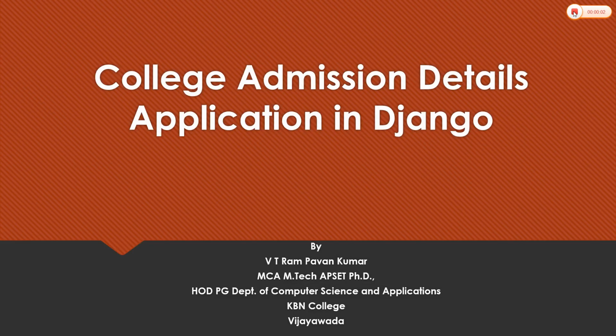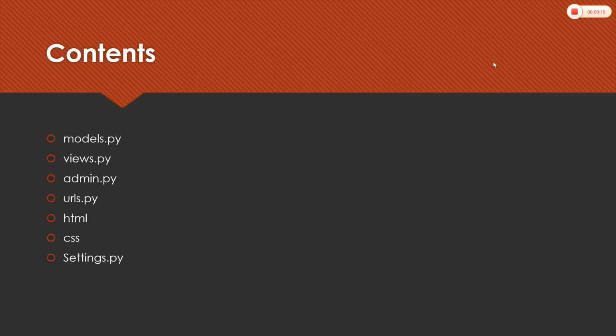Good morning, students. In this session, we are going to learn how to develop a college admission details application in Django. That is, how to get the number of students registered for different courses in a college using a Django application. For this, we are going to write the models.py file, views.py, admin.py, urls.py, HTML, CSS, as well as settings.py.